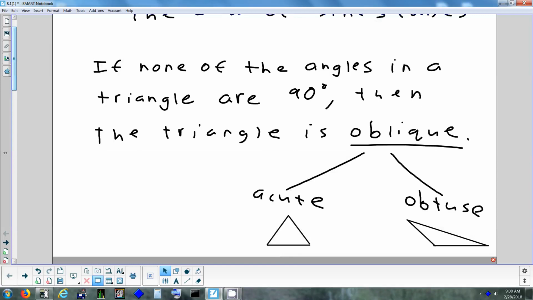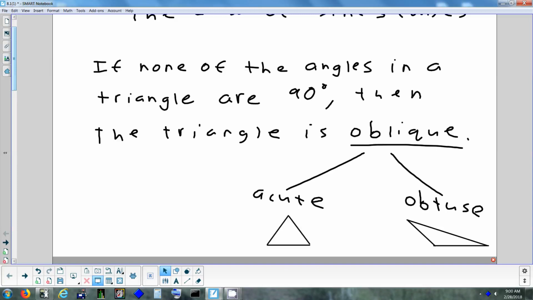Now, could you have 2 angles bigger than 90 in a triangle? No? How come? Because the measures of the angles in a triangle add up to 180 and you have to have 3 angles. The angles have to add up to 180, so if 2 of them were bigger than 90, that wouldn't leave much for the 3rd angle. Okay? So, acute and obtuse, those are the 2 kinds of oblique triangles.